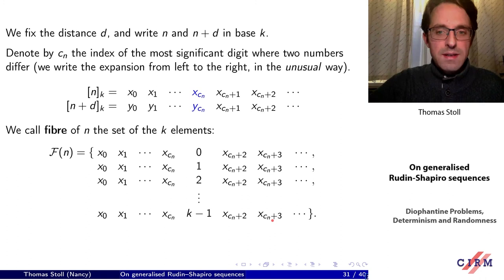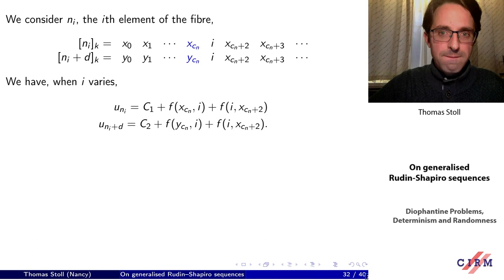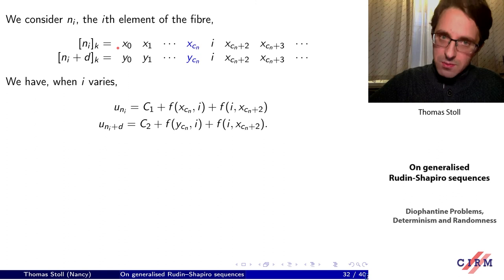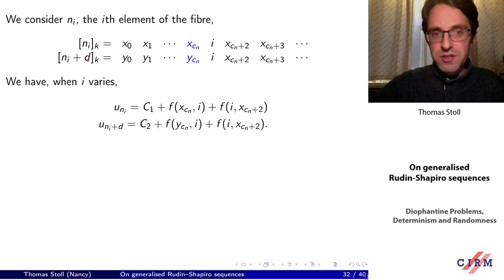And what we do next is to decompose our interval. We look first at these elements of the fiber, and let i be... so we take n, we look at the digital expansion, and we put an i on the higher placed digit next to the last digit that is affected by the addition of d. And when you now go to this generalized Rudin-Shapiro sequence based on this block additive function, then we can write it like this, where c1 is a function that only lives on the lower placed digits, and c2 is a function, or a constant in that case, that lives on the lower placed digits.